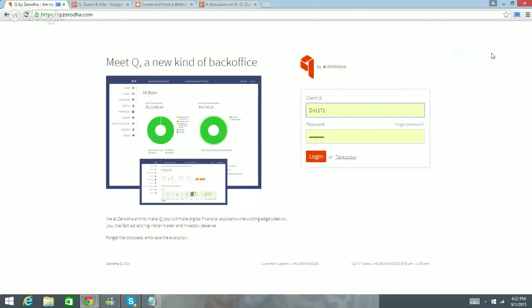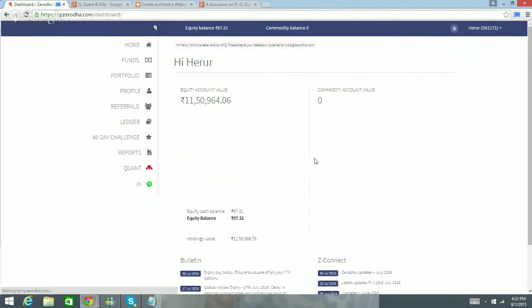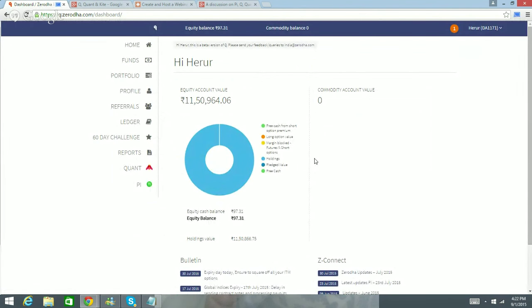So guys, if you have any doubts at any point of time, you need to basically ask. So yeah, this person is basically holding a lot of stocks. There is hardly any cash. There's only 97 rupees cash. So you don't really see the green portion in this donut chart. Okay, and because this person doesn't have any commodity account, you don't see a donut chart for commodity account.